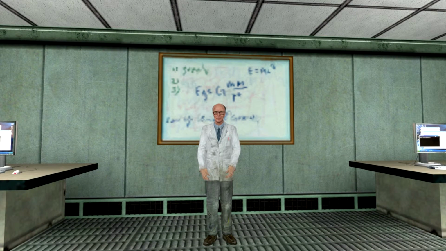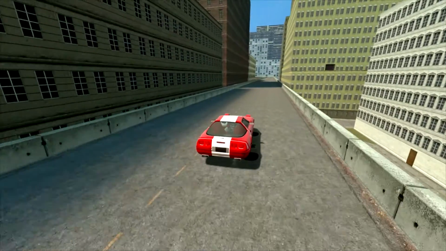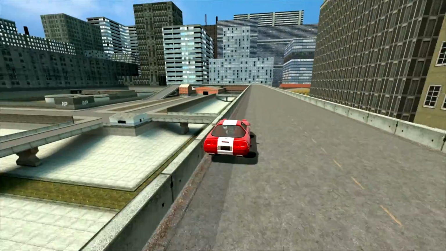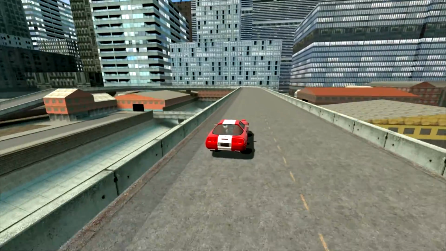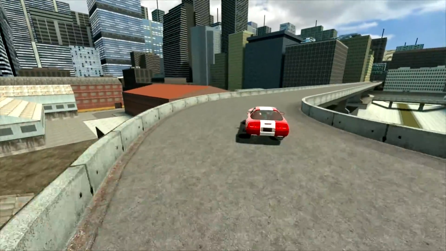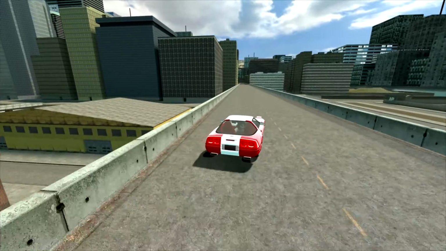Welcome! Today we'll go over some of the most important concepts in physics. We'll start with displacement, acceleration, and velocity. As this car barrels down the freeway, it demonstrates velocity by moving in a general direction. It shows acceleration by changing its velocity, and it demonstrates displacement by changing its position.